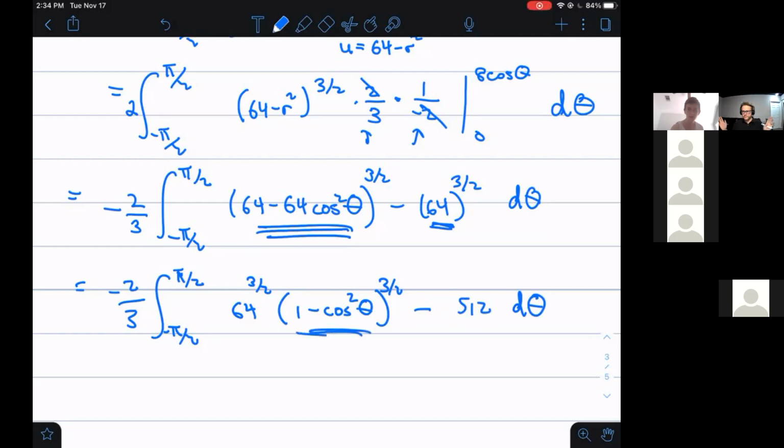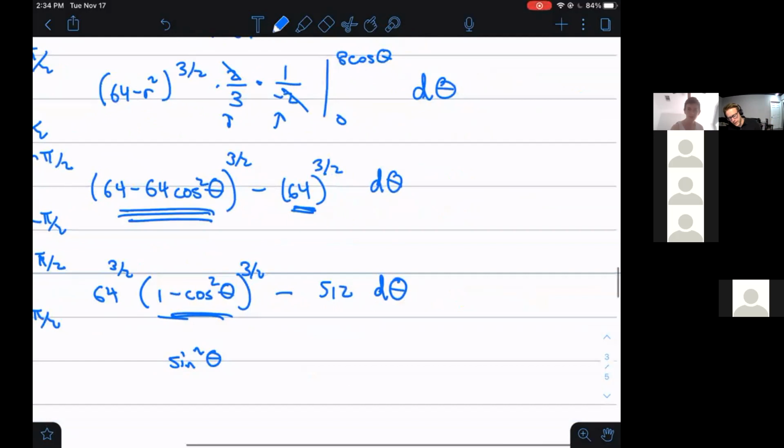That's not the kicker. That's not the important bit. The important bit is what happens with this 1 minus cosine squared theta. So of course you would want to turn this into sine squared theta, just using the good old sine squared theta plus cosine squared theta is equal to 1. And so that's going to make that a lot easier. And then you're going to be raising this to the 3/2 power. And so remember, the 3/2 power is just that you're going to take the square root of it, and then you're going to cube it.